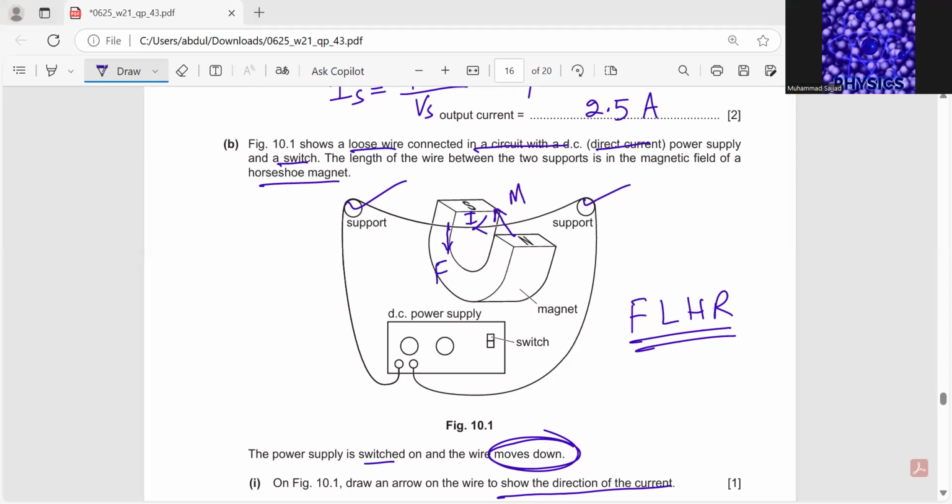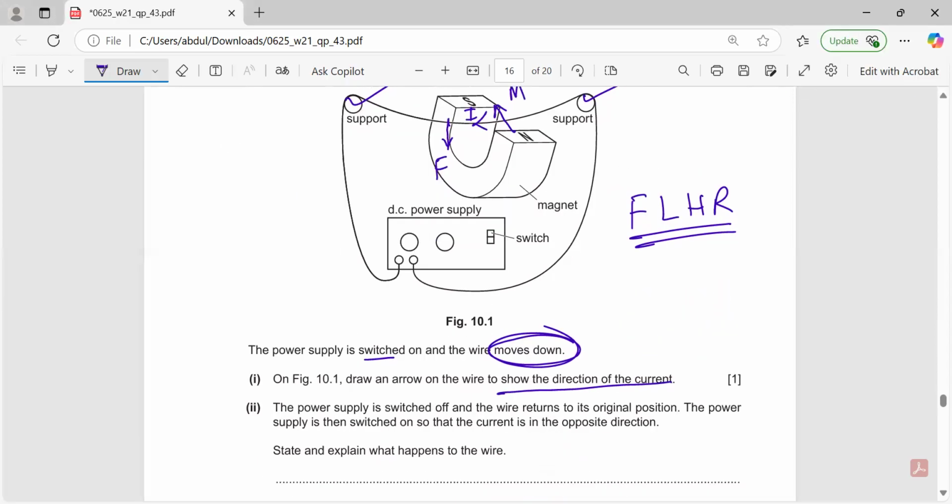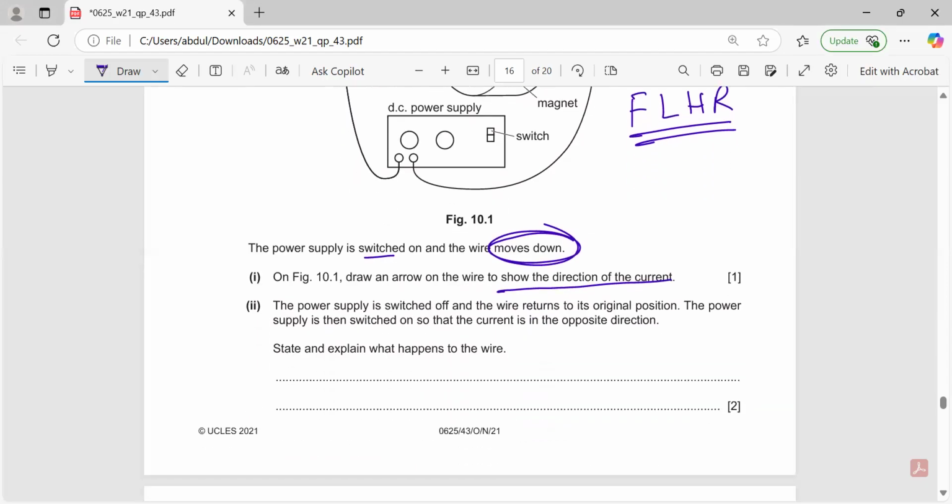Okay, my dear friends. Then next is: the power supply is switched off and the wire returns to its original position. No more force is acting on it.